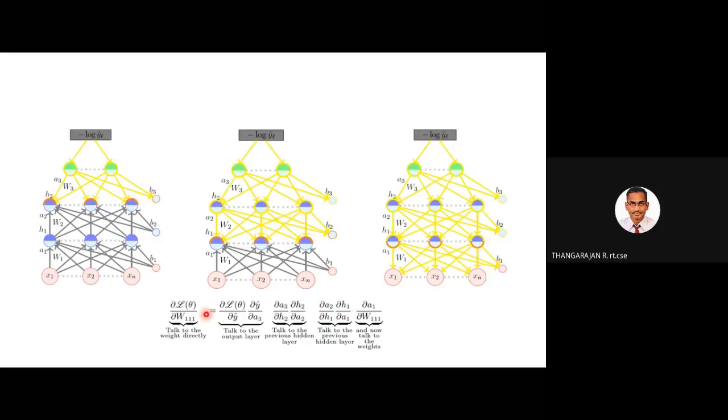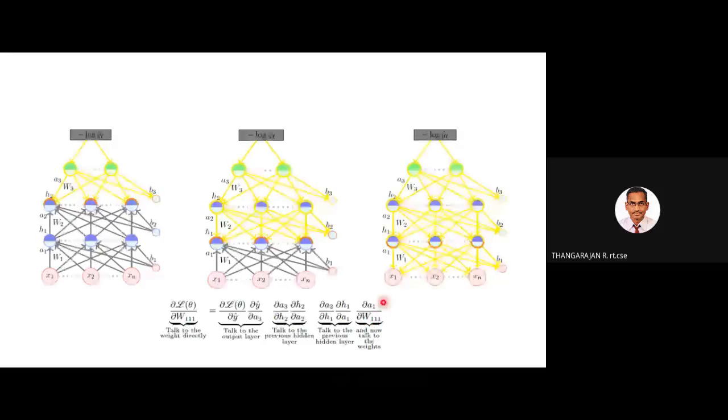So you can put a chain rule. You can use the chain differentiation rule. And finally, what does A1 depend upon? A1 depends upon W1. Okay, A1 depends upon W.